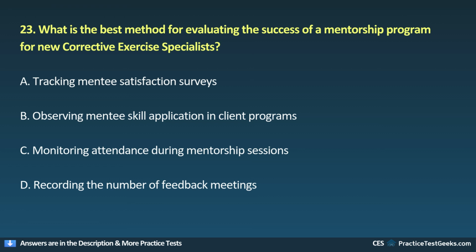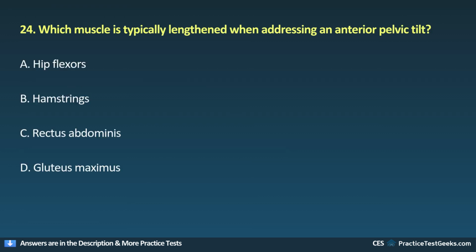23. What is the best method for evaluating the success of a mentorship program for new corrective exercise specialists? A. Tracking mentee satisfaction surveys. B. Observing mentee skill application in client programs. C. Monitoring attendance during mentorship sessions. D. Recording the number of feedback meetings.